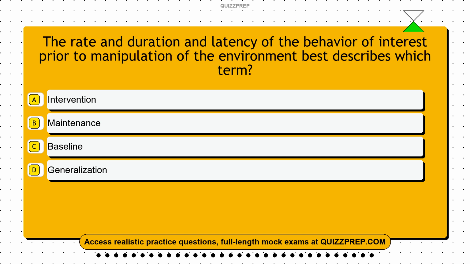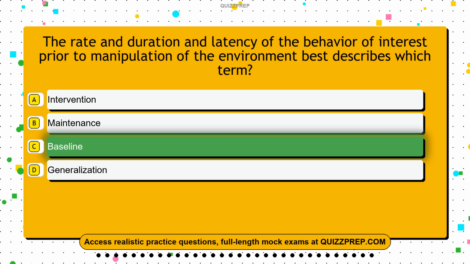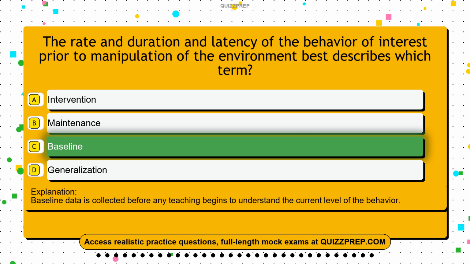Question 31. The rate and duration and latency of the behavior of interest prior to manipulation of the environment best describes which term? Option A, intervention. Option B, maintenance. Option C, baseline. Option D, generalization. The correct answer is option C, baseline. Baseline data is collected before any teaching begins to understand the current level of the behavior.